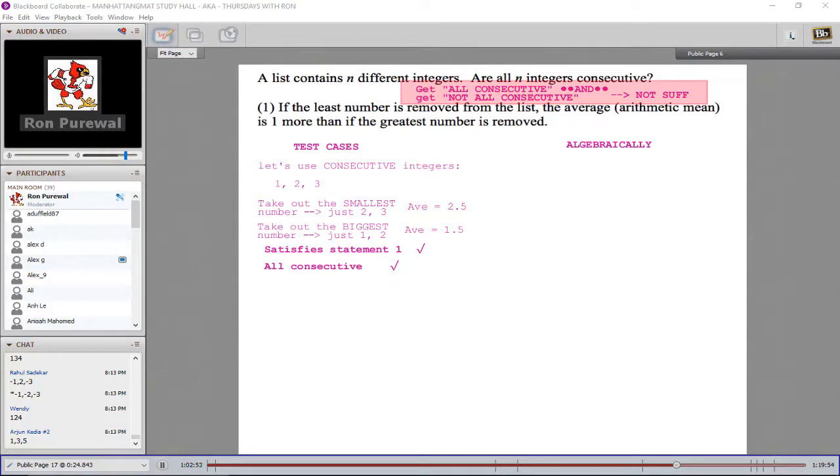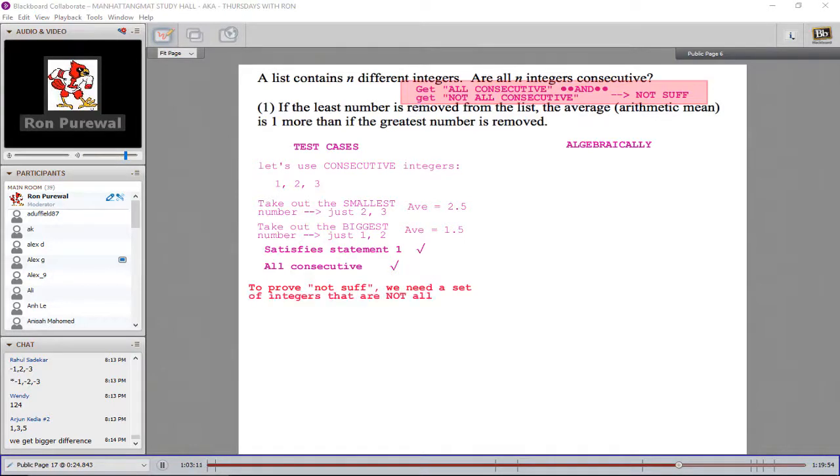Okay, what we need now, to prove not sufficient, we would need a set of integers that are not all consecutive for which the difference between averages is still 1. This is the only thing that would be meaningful if we found it: a set where they're not all consecutive, but it still satisfies statement 1. We'd have a smiley face, if this makes sense.